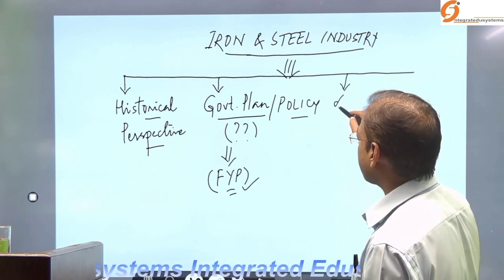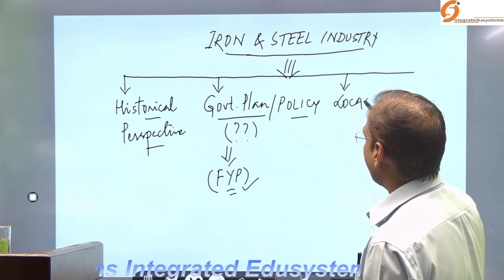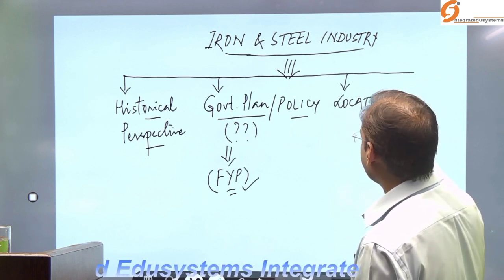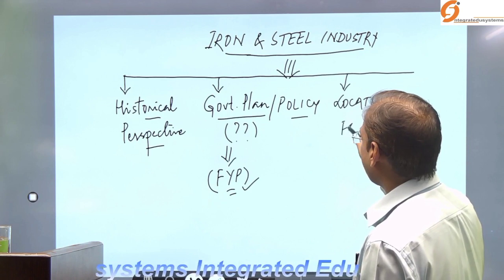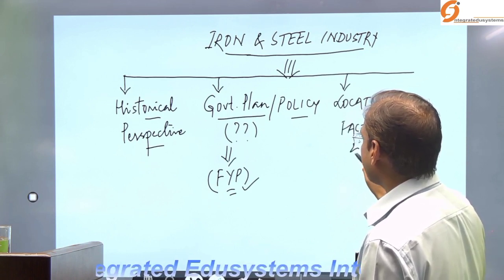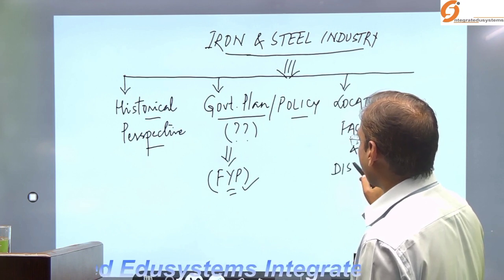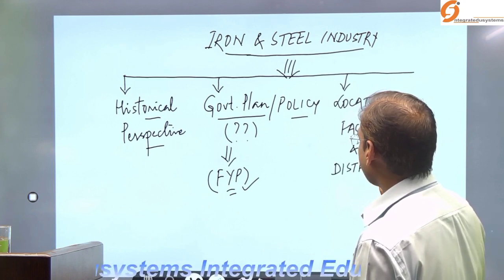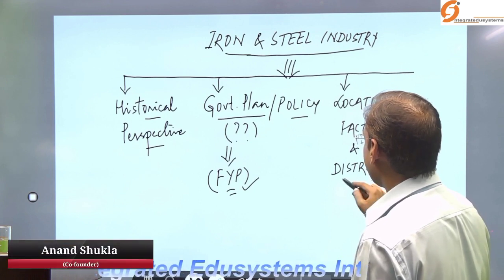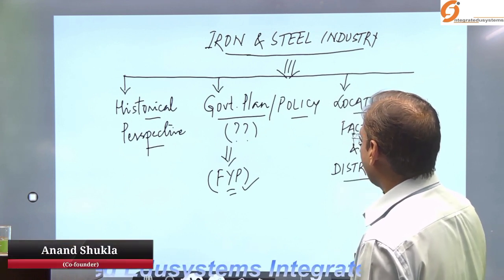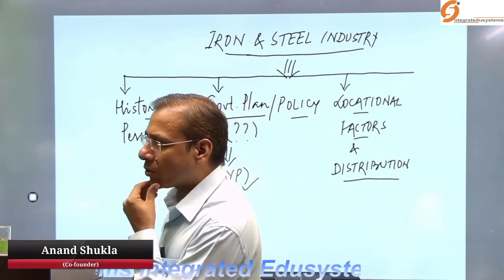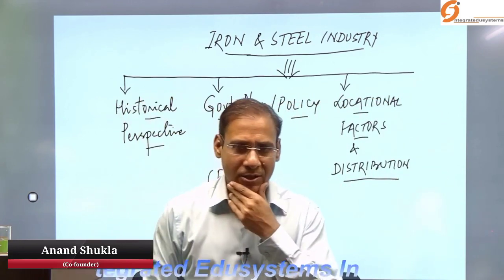Locational factors, where such kind of industry is located. Locational factors and distribution, because few questions appear about the distribution of iron and steel industry in India, and what are the factors which are responsible for the growth of such industry in a particular patch.